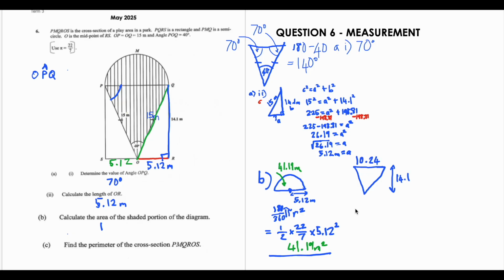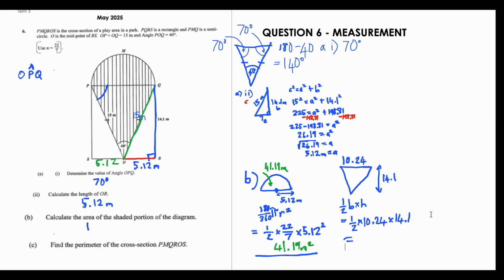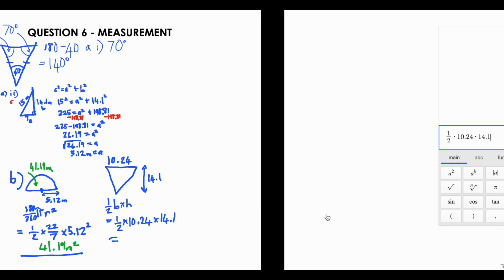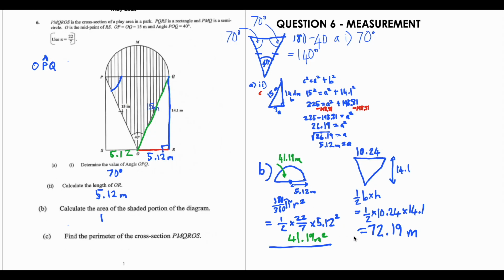10.24. So if you use that area, it's going to be half base times perpendicular height, and the perpendicular height is a part that forms a right angle from the base. So if you could see, the straight height here forms a right angle to this base. So half base times height would be half times 10.24 times 14.1. Okay, so once we work that out, this is what we're going to get, 72.19. And once we add these together, that'll give us our total area.